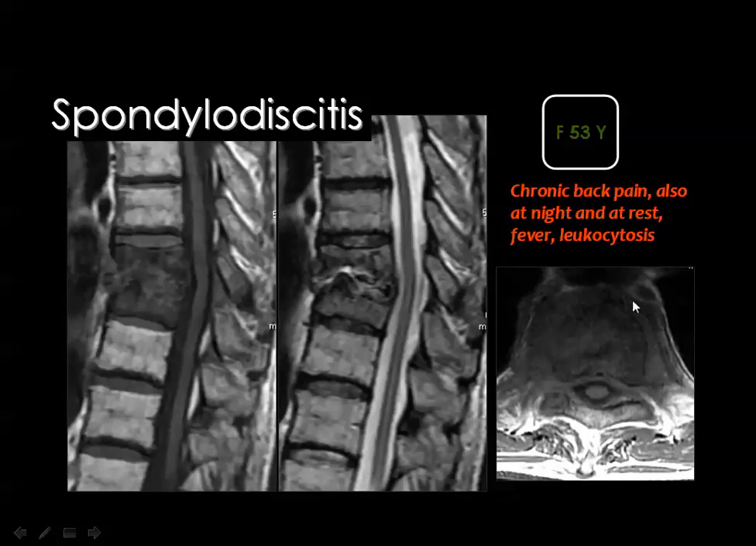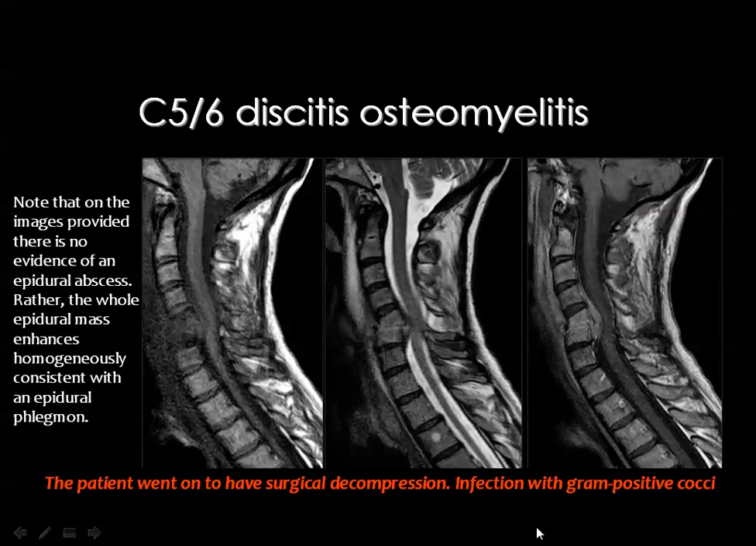In the axial image, you can see the inflammatory granulation tissue in the prevertebral and paravertebral areas. This is C5-6 discitis and osteomyelitis, T1 weighted image. C5 and 6 are partially collapsed with destruction of the vertebral end plates and involvement of the disc. Intermediate signal in the T1, a high signal in the T2.